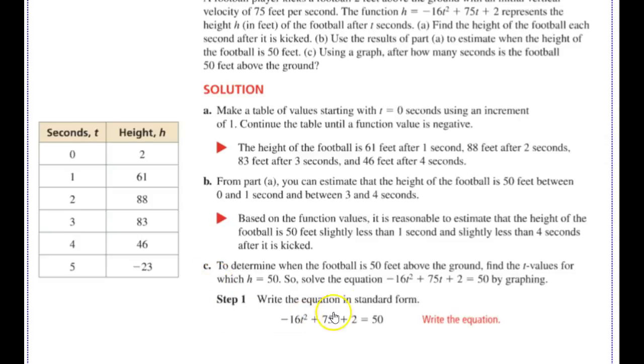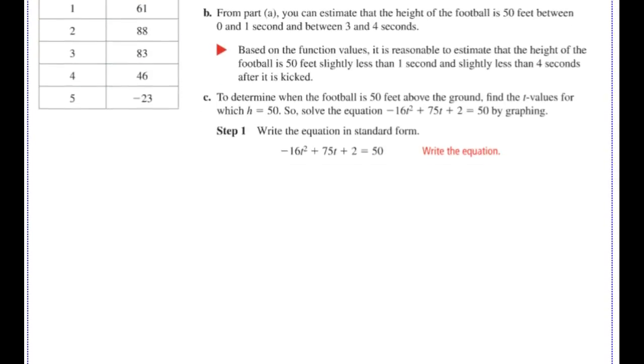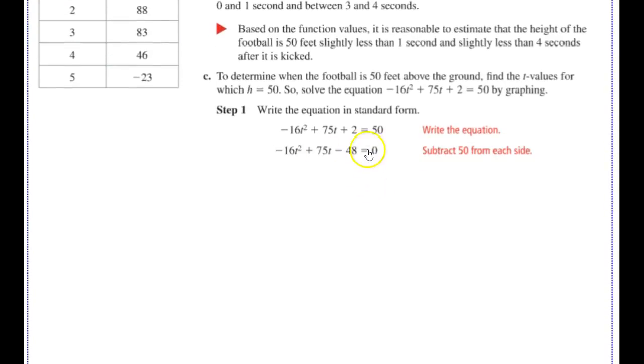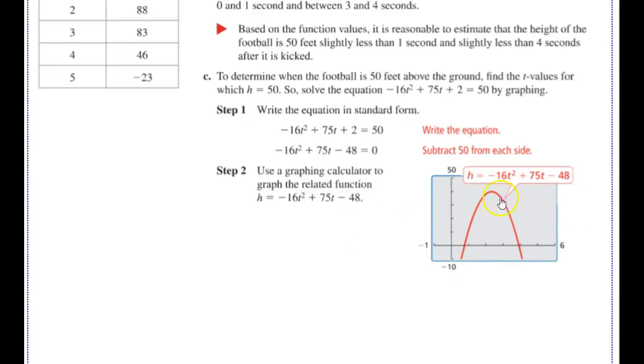So I want to write the equation in standard form, right? And I want to know when it equals 50, because that was the part that was given to me. So I write it in standard form: I subtract that 50 from each side. Then I use my graphing calculator, or I use Desmos, either one, to help me graph this function. And here's a picture of what it will end up looking like.